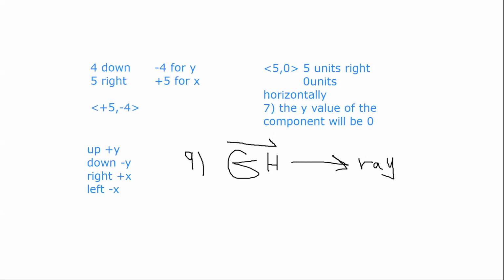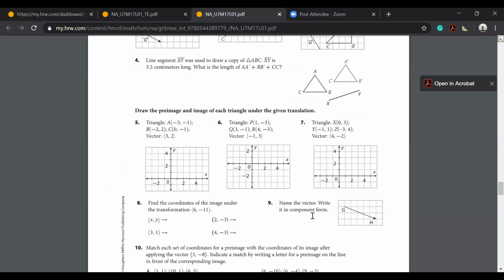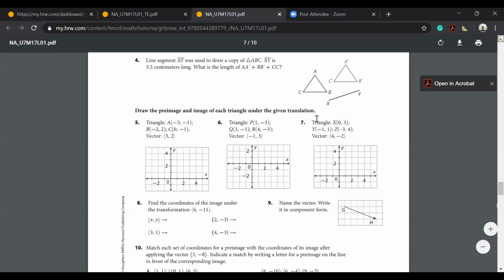So the rest of the question is to write it in component form. Now I need to find, from the starting point till the ending point, how many points did it move? Let's count from G till H. Well, it moved 2 points down, and then 1, 2, 3, 4, and 5 right. So 2 down, 5 right.